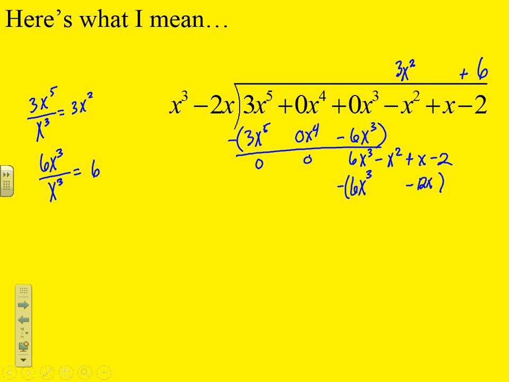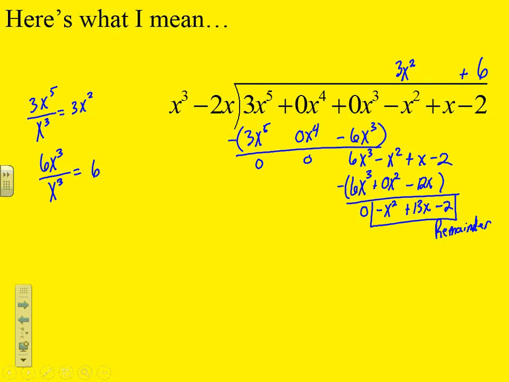And we're subtracting an expression. So we can put 0x squared here if we want. And now let's subtract. 6x cubed minus 6x cubed is 0. Negative x squared minus 0 is negative x squared. x minus negative 12x is a positive 13x, and then we can bring down the negative 2 here. Now at this point, there's nothing else to bring down from the problem, so this whole thing is my remainder.